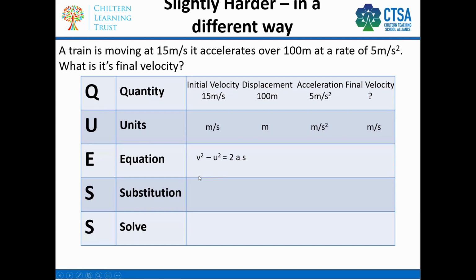Now I need to substitute. So I know that v is a question mark, u is 15, 2 is just a 2, a is 5, and s is 100. So I end up with question mark squared minus 15 squared equals 2 times 5 times 100.